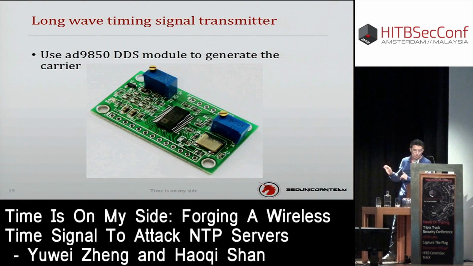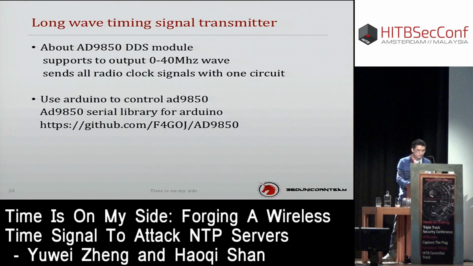We want to design a uniform circuit. It's capable of transmitting all the above radio clock signals. So we use a DDS module to generate the carrier. This DDS module can generate a 0 to 40 MHz wave. And for Arduino, there's an open source driver. It makes the whole thing a little easier.